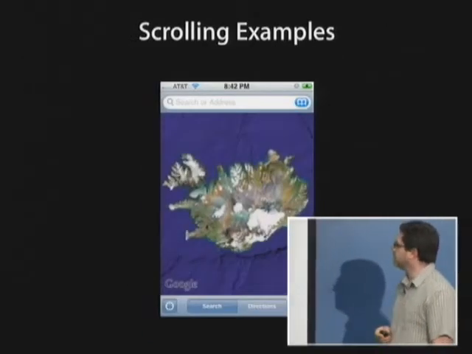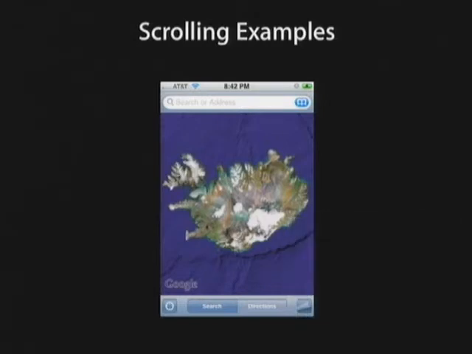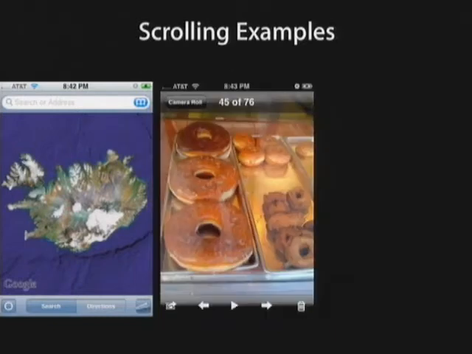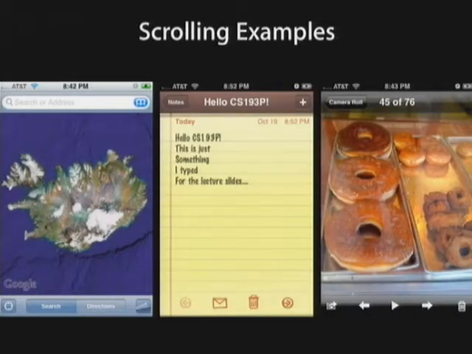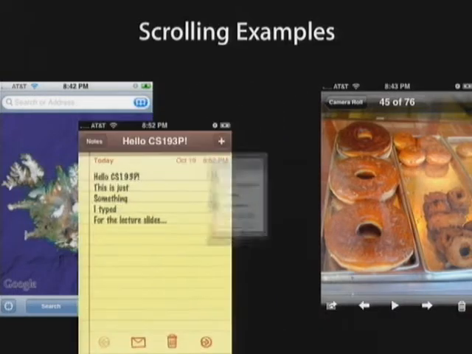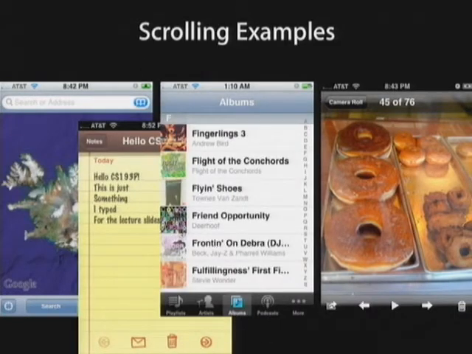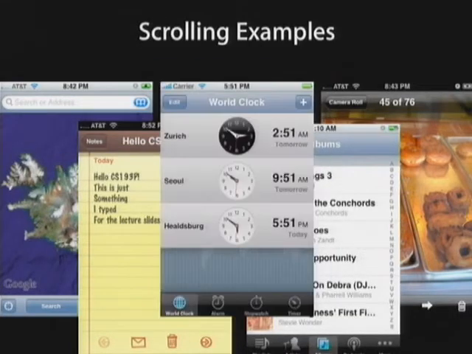So here are a few examples. The Maps application uses one of those to let you scroll around the map and zoom in and out. The Photos application, same idea. And the Notes application lets you scroll up and down within the content. There are a couple of table view examples. Here's one from the iPod app and also from the World Clock.